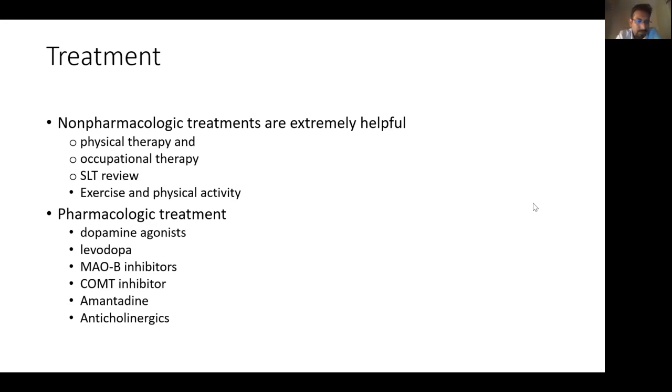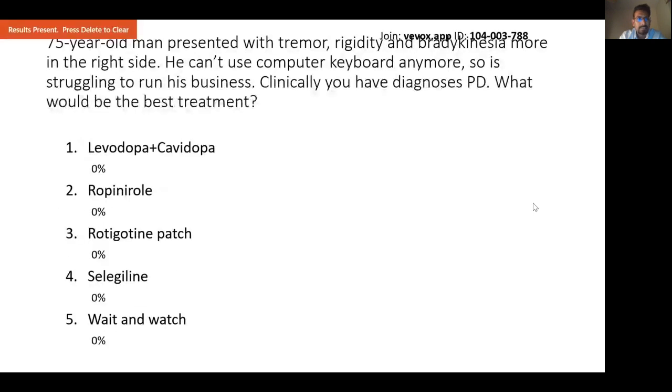These are the classes of drugs. It's probably not possible to go into details with all the drugs, but in brief, the groups of drugs are dopamine agonist, levodopa, MAO-B inhibitor, COMT inhibitor, amantadine, and anticholinergic. We will discuss the medicines at a very brief level. Again, let's start a poll, just to get an idea of what you think.